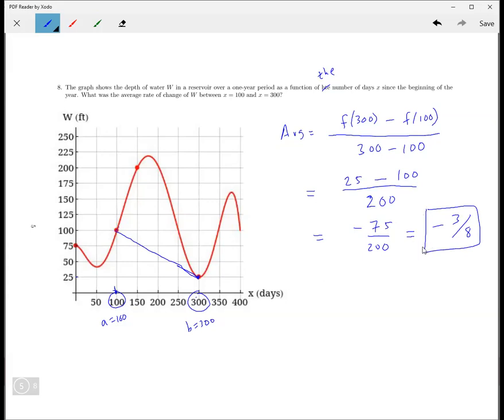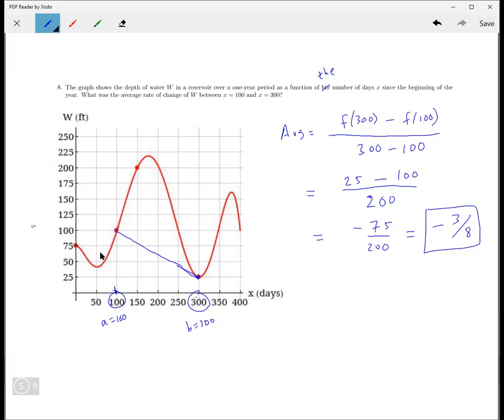So on average, it went down by 3/8 of a foot per day. But like on any given day, that probably wasn't the case, because from 100 on up to here, 175 approximately, the water level was going up, and then it would start going down until it got to this really dangerously low level, and then people prayed for rain or something, and then it started going back up again. So negative 3/8 was the average rate of change from there to there.